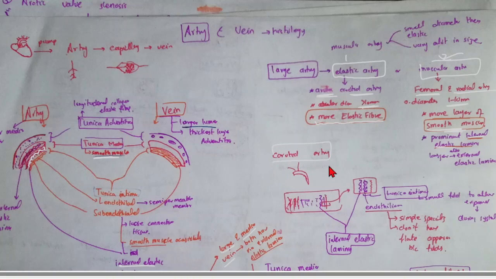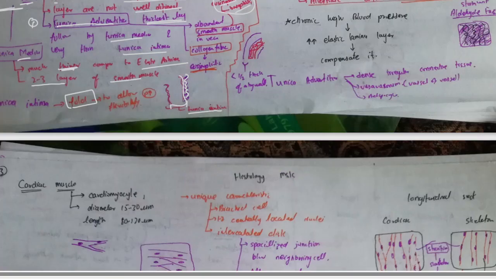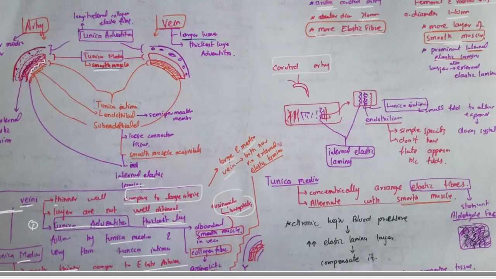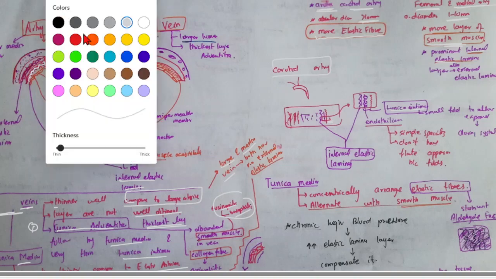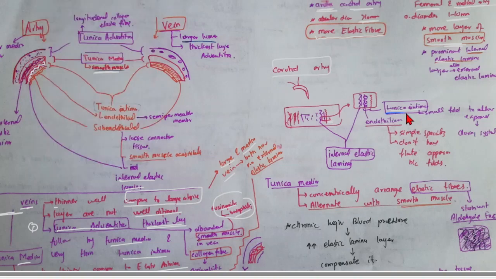Okay, this is an example of a muscular artery, and you can see it in the diagram. If you enlarge this, this is the tunica intima layer. This is the tunica intima layer. Okay, and this is the internal elastic lamina layer. Between them there is the endothelium.